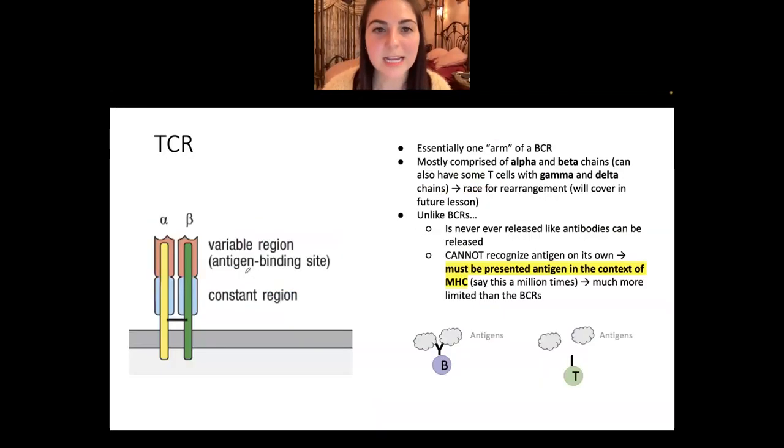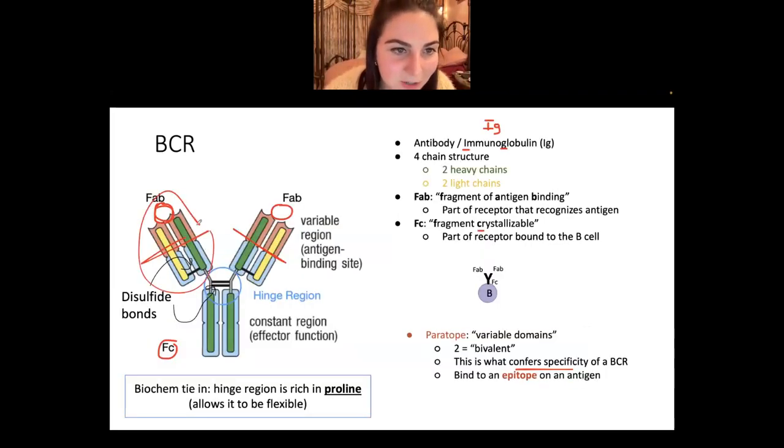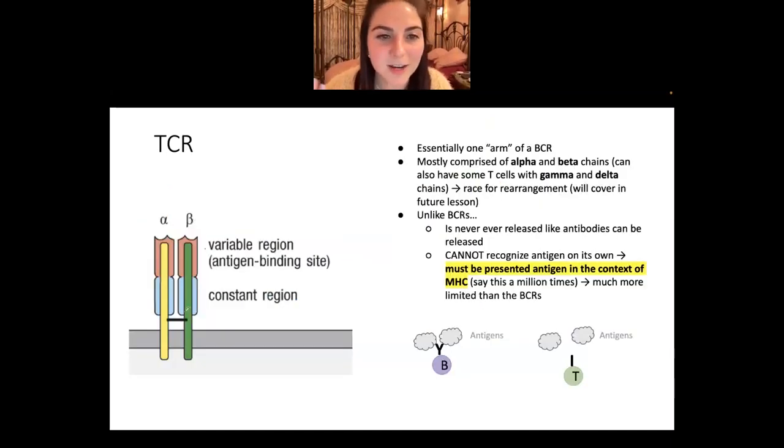Okay. Versus a T cell receptor. You can think of a T cell receptor as basically just one arm of the B cell receptor, which is what it kind of is. If I go back really quickly, it looks like we just took this off and said, okay, here's your T cell receptor.